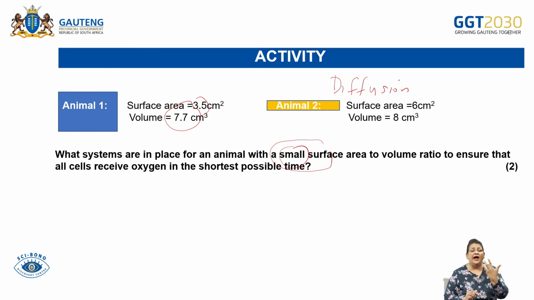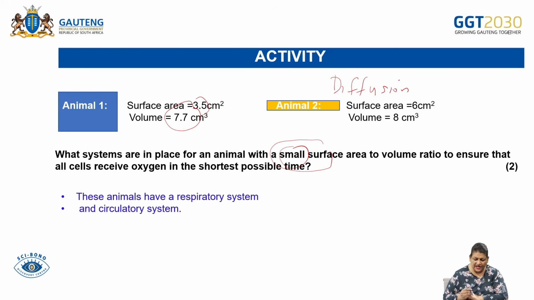So animal 1, because its surface is small compared to its volume, how will that animal compensate to ensure that lots of oxygen can reach its cells? Because by diffusion, it's not enough. So how is it going to ensure that lots of oxygen enters the cells if its surface is so small? It's going to have a very special respiratory system. These animals will have a special respiratory system like the lungs or the trachea.